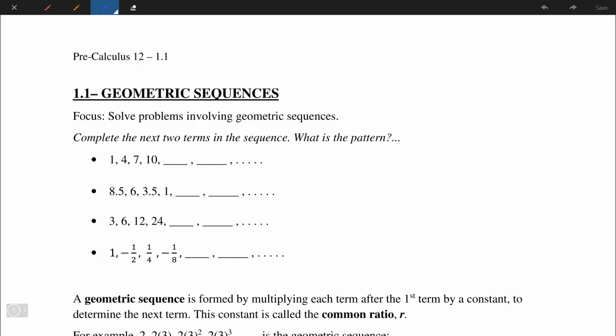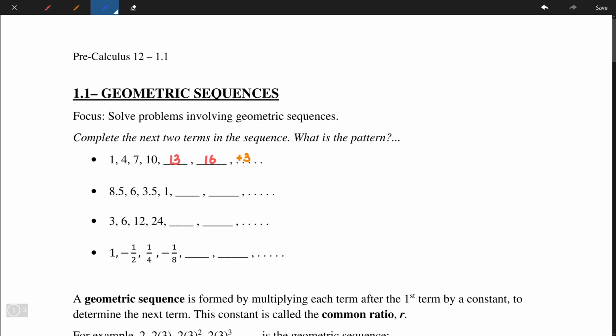Hello everyone, so today we're going to go over section 1.1, geometric sequences. We'll start by looking at these four sequences here by completing the next two terms. So first sequence we have here 1, 4, 7, 10. So it looks like the next two terms will be 13 and 16 respectively. And the idea here is of course that we're adding 3 to each term to find the next one.